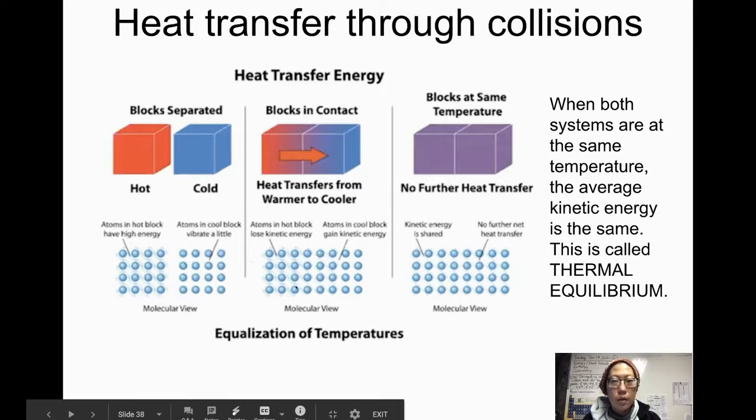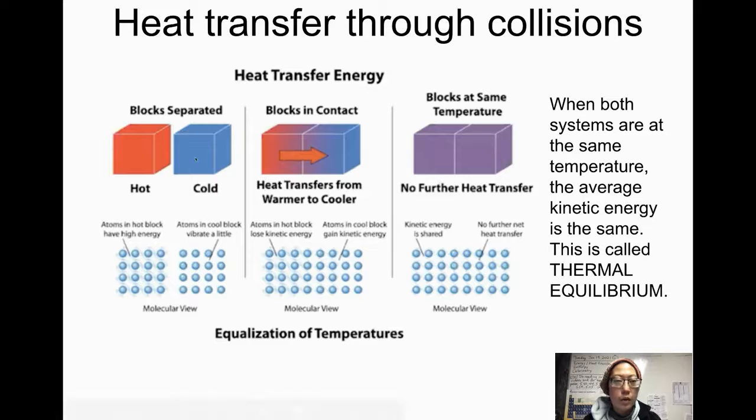So here's another illustration of this: two blocks, one hot, one cold. They each have their temperatures, okay? The hot one has more kinetic energy, a higher temperature. The cold one has a lower kinetic energy, lower temperature. But then you make them touch, and heat starts transferring through the vibrations of the atoms in the hot block, and they transfer over as they touch and vibrate each other.